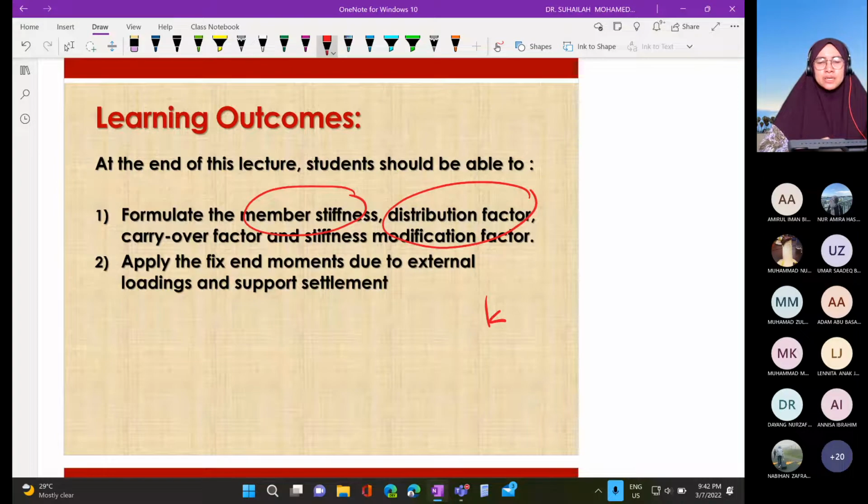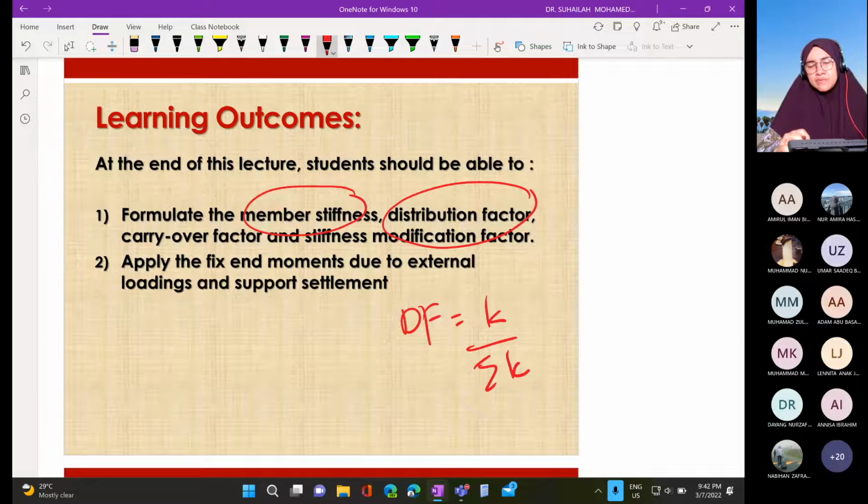And the distribution factor we get from K. What is the distribution factor? Distribution factor will be K divided by total K. We will use the distribution factor whenever we want to distribute moment in the table. So we will calculate the member end moments using a table.